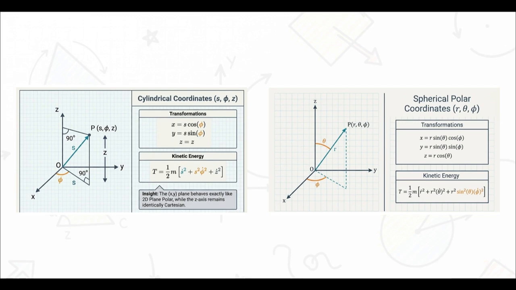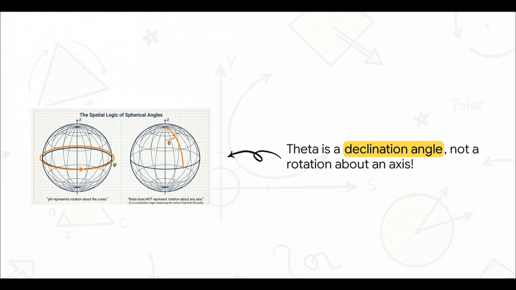But the spherical equation, that is wildly different. It relies on a really complex mix of two angles, theta and phi, alongside the linear distance r to calculate that kinetic energy. To truly master the spherical system, you have to understand this specific spatial logic. Theta is an angle measuring the vertical drop from the top pole. It is a declination angle.